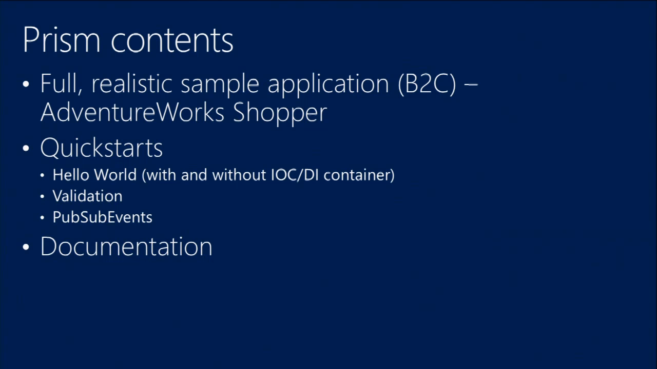Then there are the quick starts I just mentioned. There are 4 of those, really. There are 2 variants of a Hello World one, and I'll be showing some of that code here in the demos. The validation one I'll be using for my demos. There's also one for PubSub events, which is a loosely coupled event mechanism. Just for scope reasons, I've got a lot to cover here, so I'm not going to go in depth on that, but I'll point you to some resources where you can read up on that. Obviously, there's documentation.